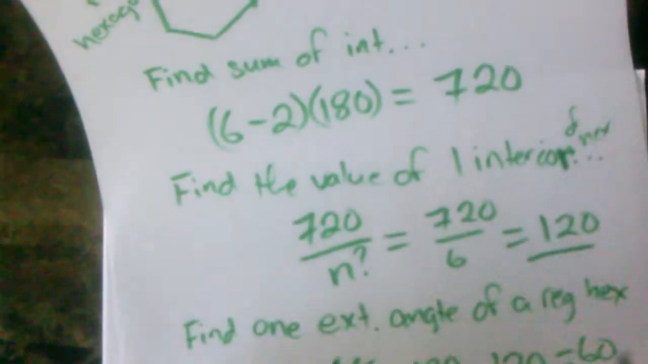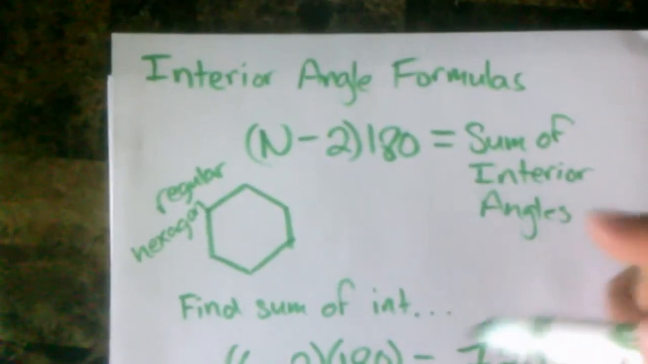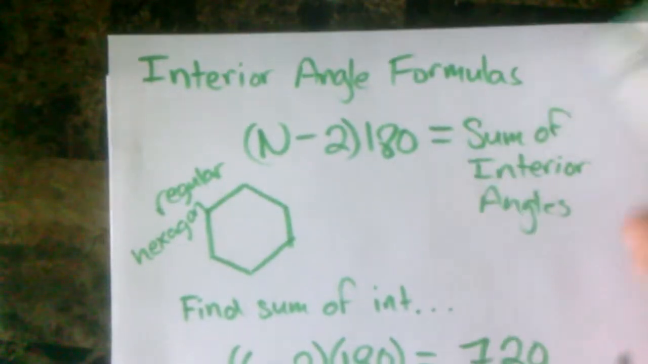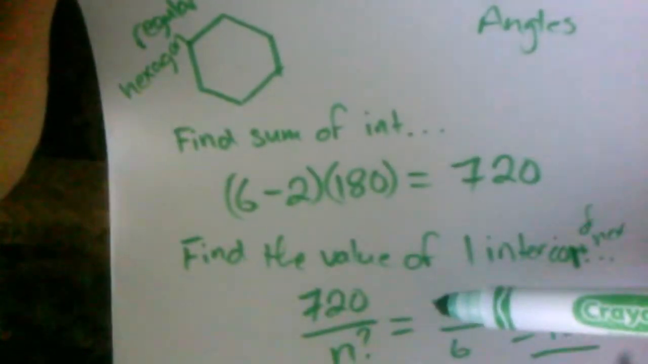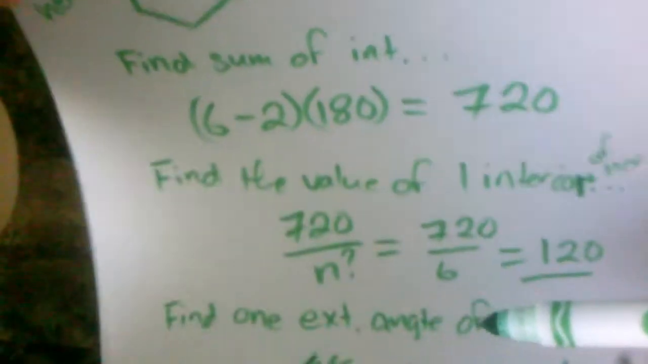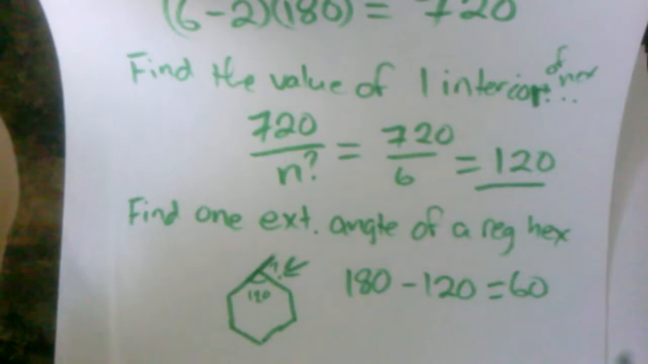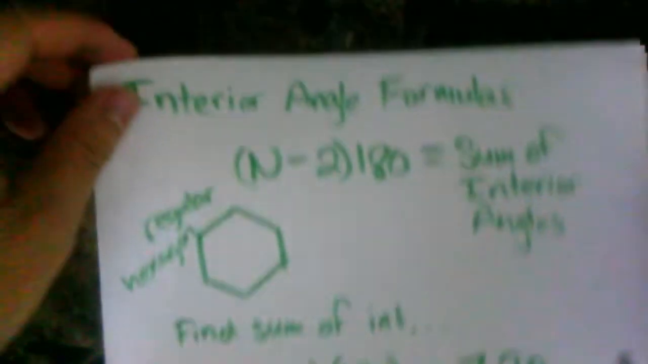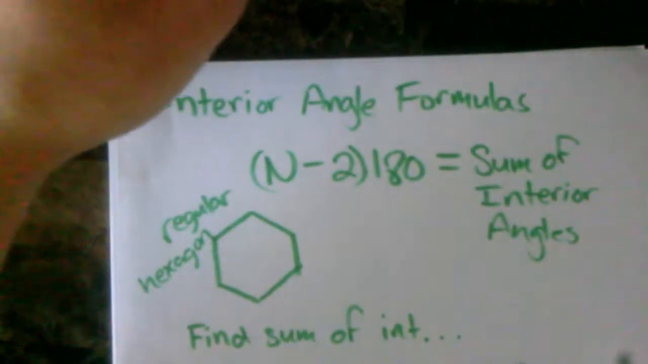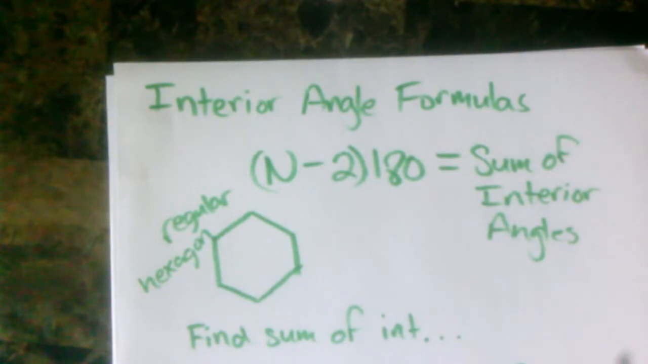Okay? So again, the main formula that you have to know for this is n minus 2 times 180. And then you have to understand that you have to add a step to find one interior angle and add one more step to find one exterior angle. Make sure you remember this. It will be on the test just like everything else. Okay? So that is the sum of interior angle formula.